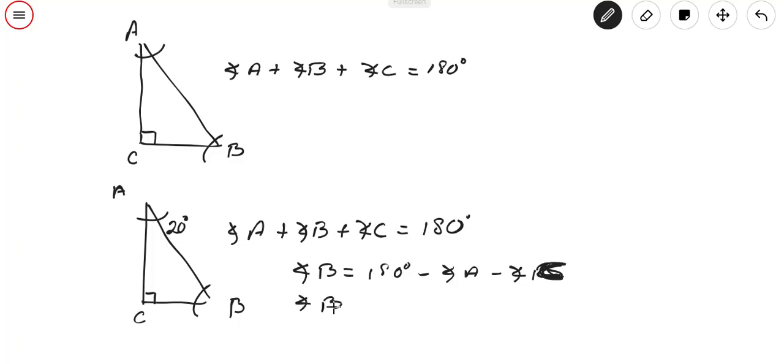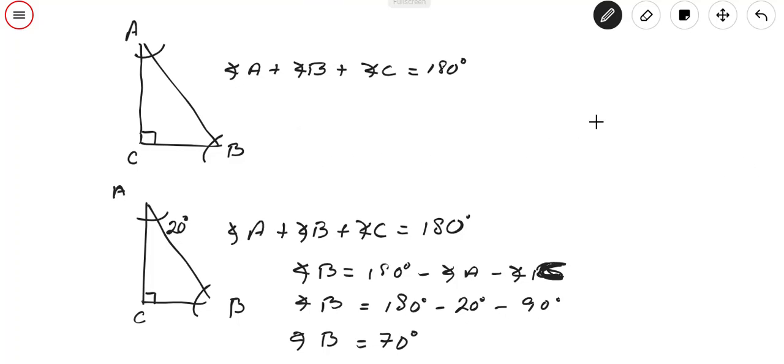So angle B would be 180 degrees minus, we know angle A that is 20 degrees, minus we know angle C that is 90 degrees. So angle B would be 180 minus 20 is 160, 160 minus 90 would be 70 degrees. So now we know that the measure of the interior angle B will be 70 degrees because the total of the interior angles of a triangle is equal to 180.